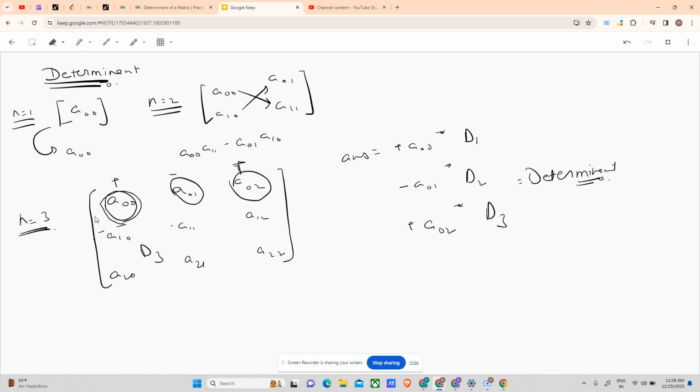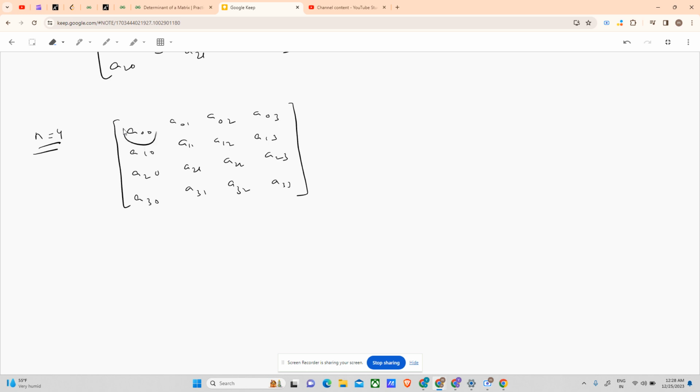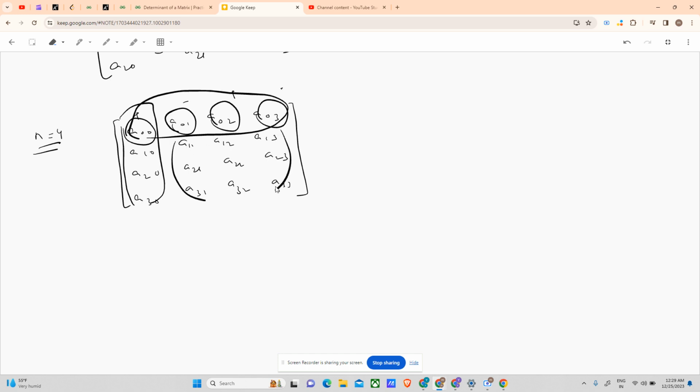Now coming to the size of 4. How would we calculate that? For n equals to 4, suppose a00, a01, a02, a03, then comes a10, a11, a12, a13, a20, a21, a22, a23, then a30, a31, a32, a33. How would we calculate for this? Same step: plus, minus, plus, minus. For this one, hide its row and column, and take the determinant of the rest, so it would be a00 d1 minus a01 d2 plus a02 d3 minus a03 d4. This is the determinant for n equals to 4.